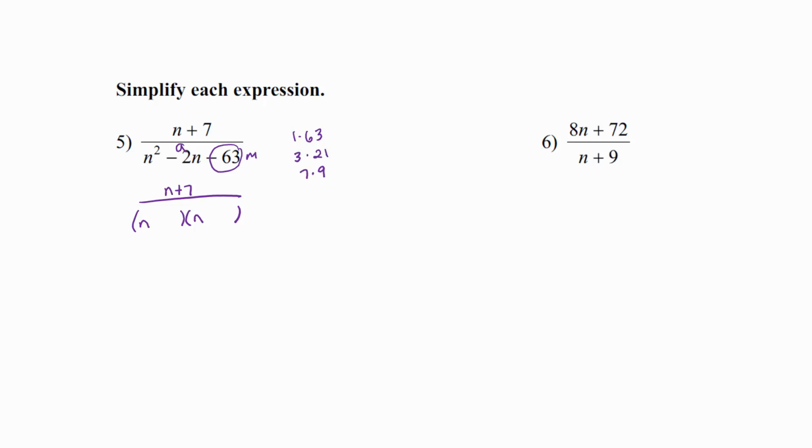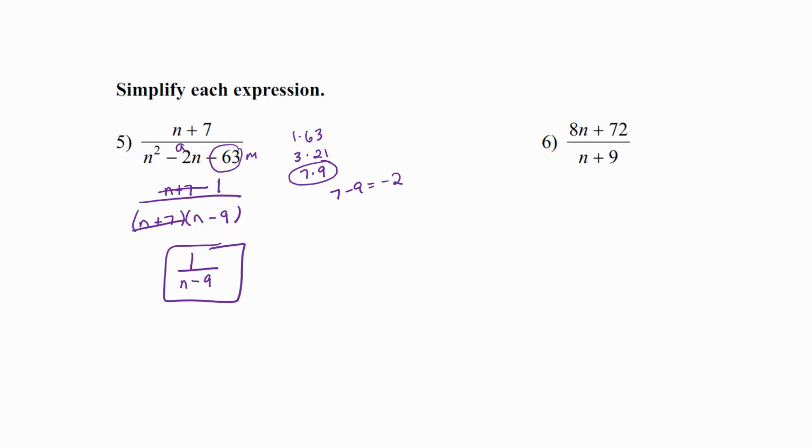I think our only options are 1 and 63, 3 and 21, 7 and 9. One of them needs to be negative to get a negative 63, which means we are going to pick 7 and 9 because 7 minus 9 is negative 2. So we put a plus 7 and a minus 9. Now, if I have an n plus 7 and an n plus 7, I can cancel those out because those are the same. And that leaves me with a 1 on top since I canceled out the only thing that was on top. My answer is 1 over n minus 9.